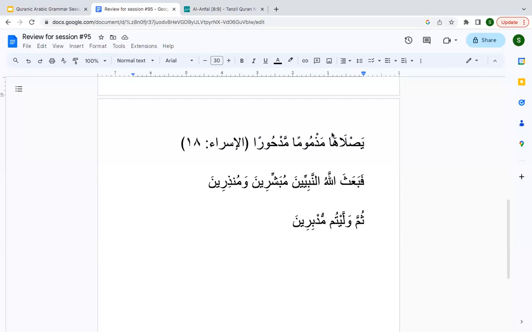Okay. Ha is going to be my maf'ul bihi, right? Maf'ul bihi fi mahalli nasbin. Mazmuman madhuran. He will burn in it. How will he burn in it? He will be made to enter it, or he will burn in it. How will he burn in it? As someone who was criticized, as one who was banished or expelled. Make sense? So this is Haal 1, Haal 2.